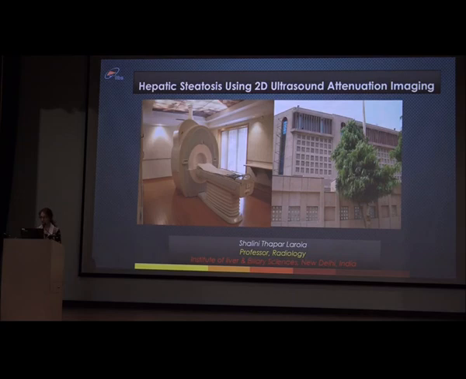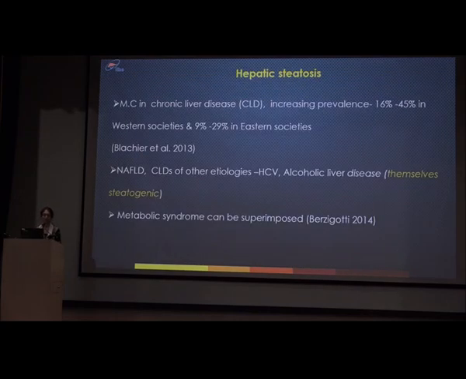Time for questions. The first question is, we all know hepatic steatosis measurement is important, and sir has already elaborated on it. The only thing I want to point out is that all these etiologies that we know of, HCV, alcoholic liver disease, apart from other CLD etiologies, can themselves be steatogenic. So it's not necessary that we have to have fat beforehand. If a patient develops hepatitis C, we have to screen him for fat as well.